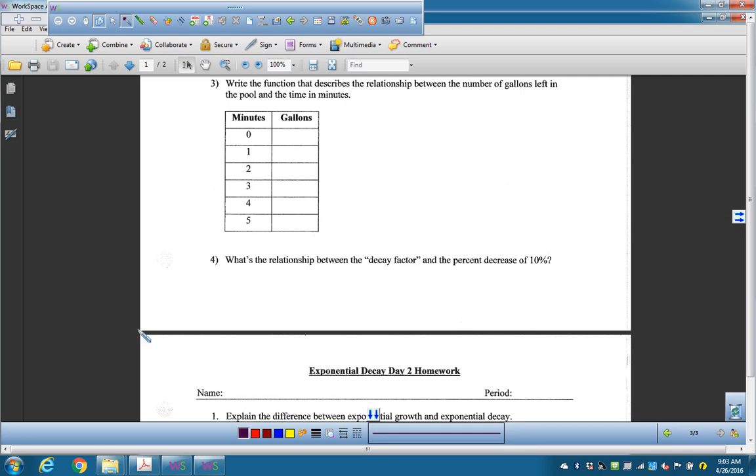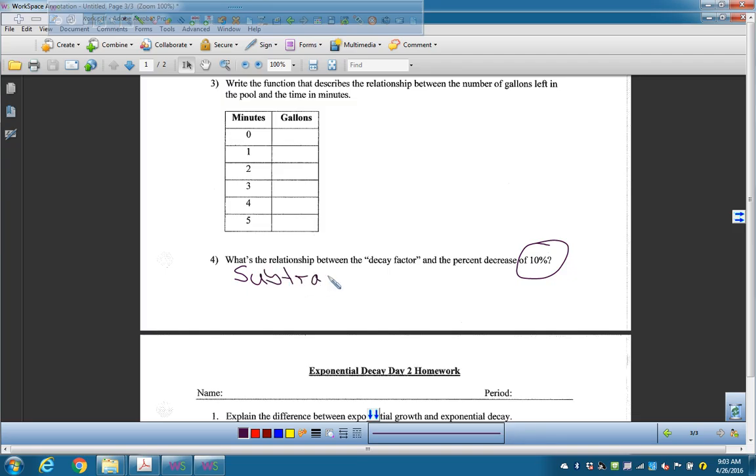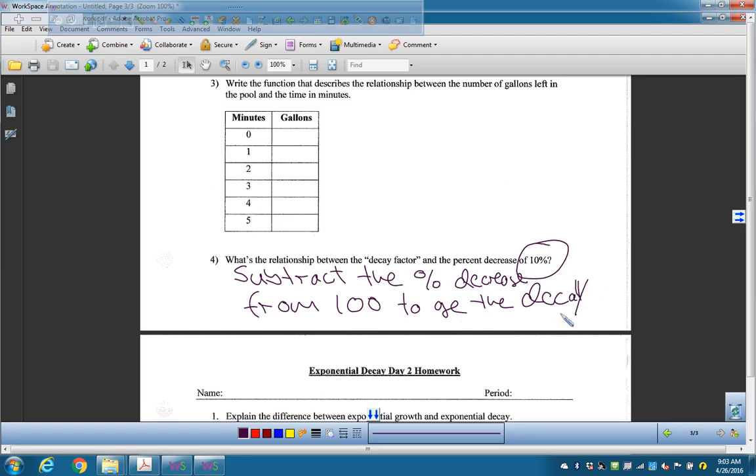The 10% decrease. Go ahead, Ben. When you're multiplying the initial value, you multiply it by it. Well, what do I do with that 10%? How do I find the decay factor if I know it's going down by 10%? Yes, Daniel? You subtract it from 100%. Right. So that's what I would say: subtract the percent decrease from 100 to get the decay factor. So the decay factor is actually 90%, right?